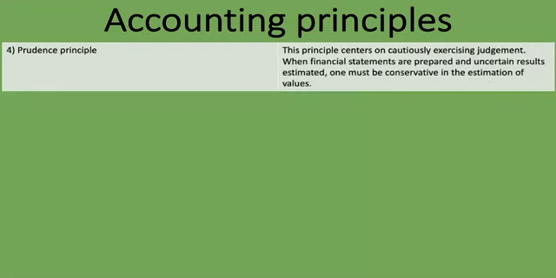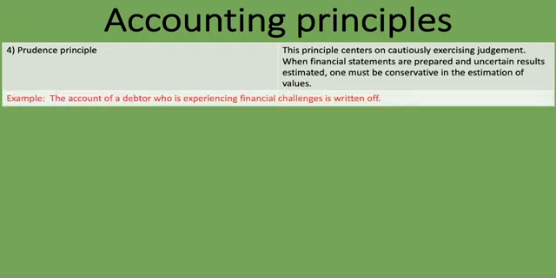Let's look at the fourth one, prudence principle. This principle centers on cautiously exercising judgment. When financial statements are prepared and uncertain results estimated, one must be conservative in the estimation of values. So this is exercising judgment cautiously in making decisions with whatever transaction that we are dealing with. An example here, the account of a debtor who is experiencing financial challenges is written off. So here we are exercising judgment to say this debtor is probably not going to pay us. We have to write it off and consider it a bad debt or a credit loss. That is the prudence principle.